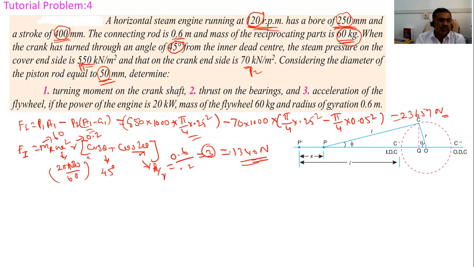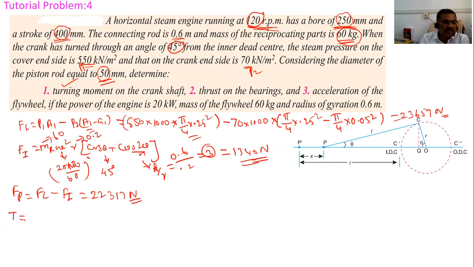After that, you find the value of Fp. Fp is equal to Fl minus Fi. How much is it? 22317 Newton. But we have to calculate the turning moment diagram. Already we have an equation for the turning moment diagram.